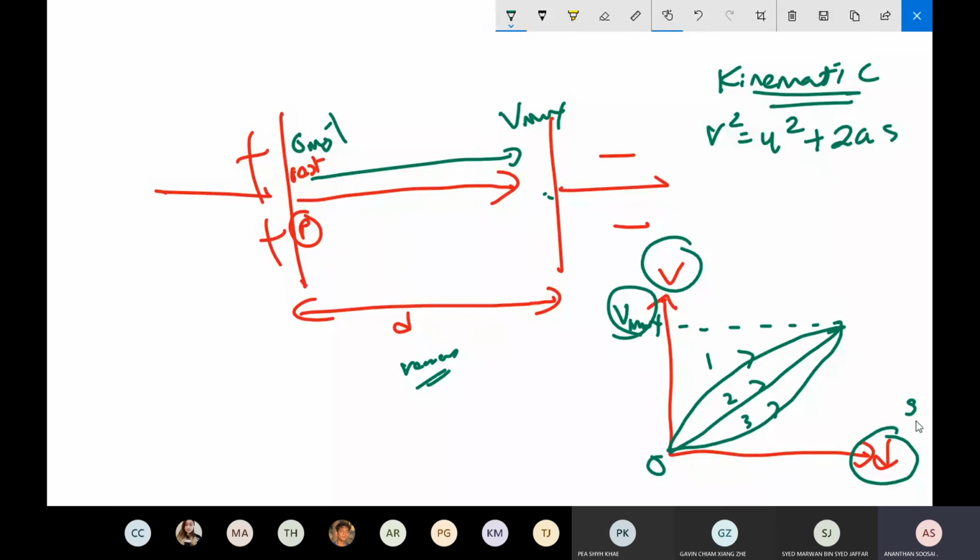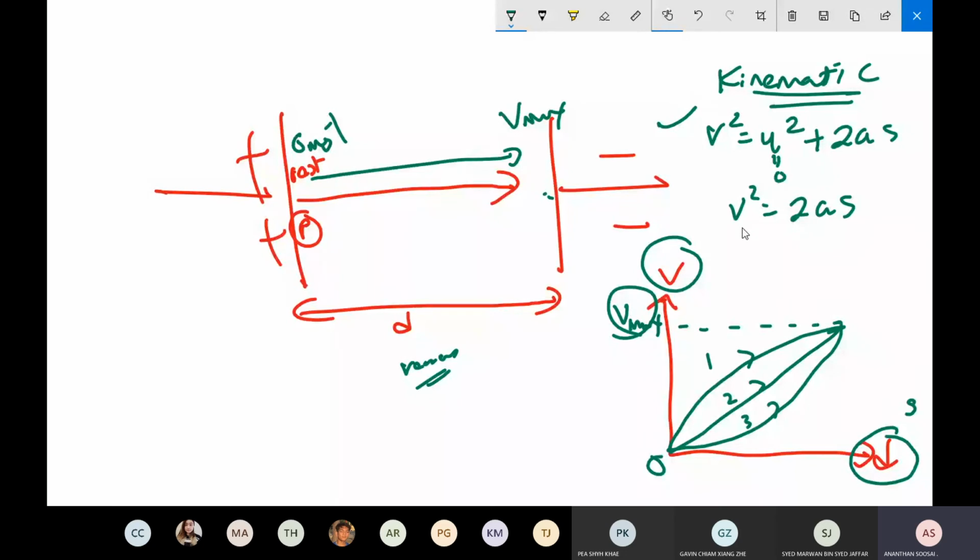D is S, right? Yes, this is the formula that must come to your mind. If you want to know the shape of the graph, you must know the relation mathematically. So we know U is 0 because it starts from rest. So V squared equals 2AS. So this is the relation.